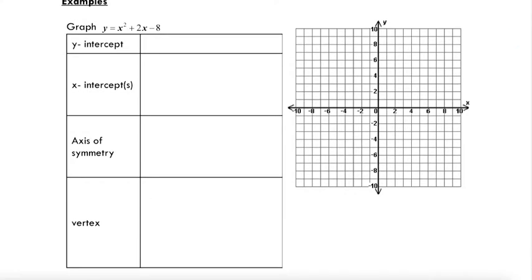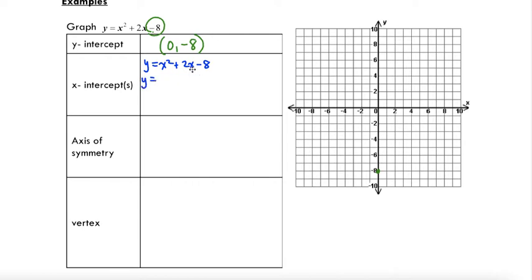All right, so first thing I want to do is identify my y-intercept. So my y-intercept is right there. That's my y-intercept. So it has a point of 0, -8. So I'm going to go ahead and plot that point on my Cartesian plane. Then I'm going to factor this in order to find my x-intercepts. So y equals x squared plus 2x minus 8.